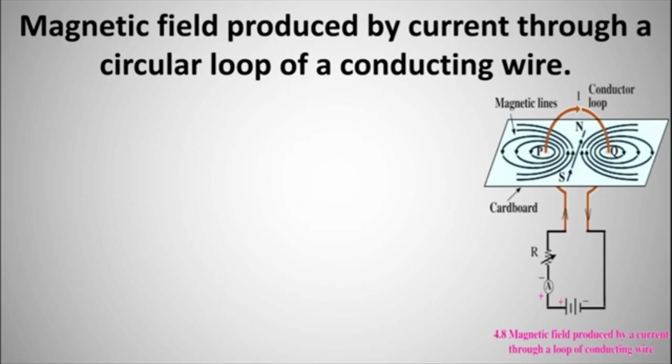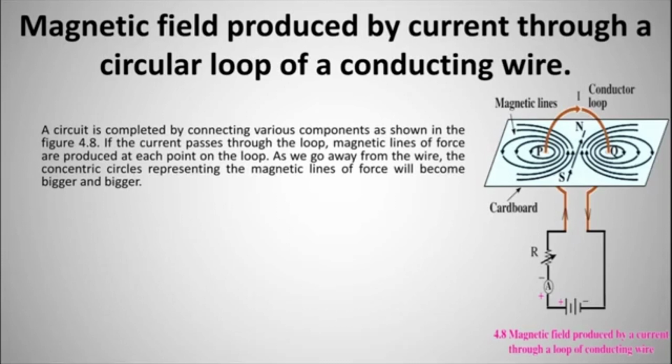Take a look at figure 4.8. A circuit is completed by connecting various components as shown in the figure. If the current passes through the loop, magnetic lines of force are produced at each point on the loop. As we go away from the wire, the concentric circles representing the magnetic lines of force will become bigger and bigger.